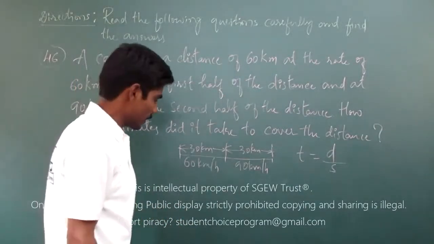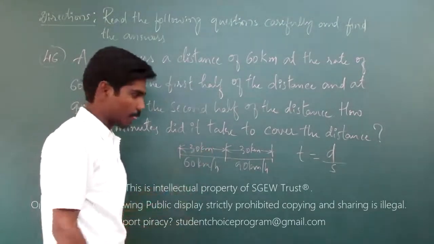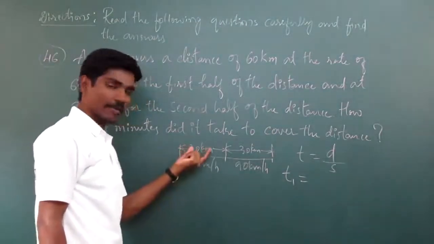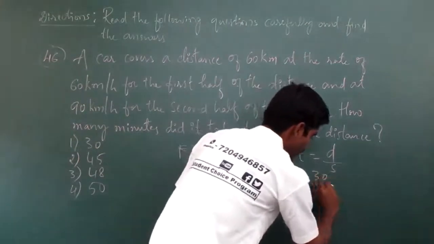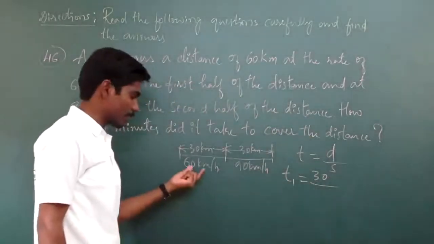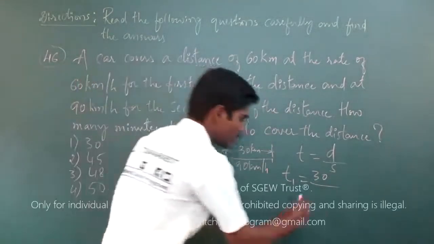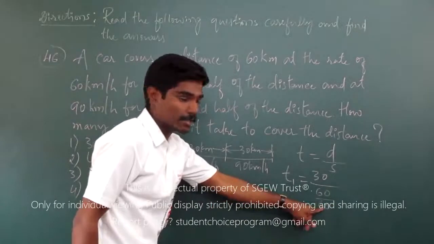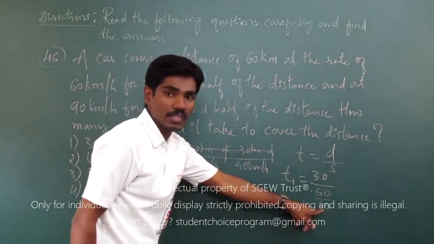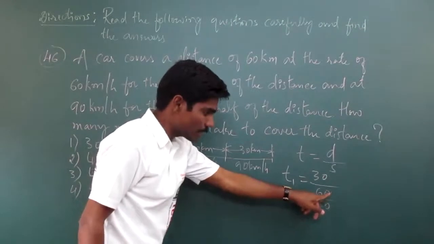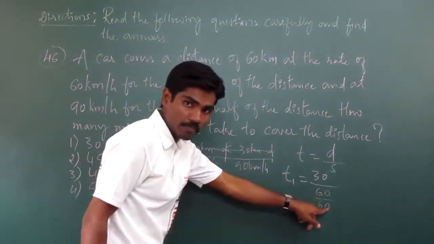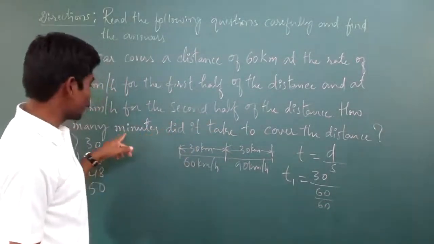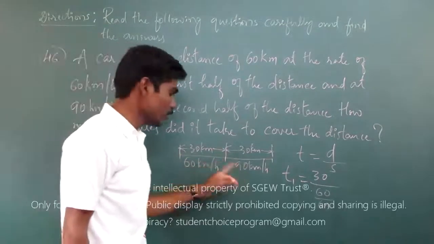Now friends, let me calculate the time during the first half. Let me consider that as t1. Now what distance are we covering in the first half? We are covering 30 km, divided by, at what speed? We are covering at a speed of 60 km per hour. That means divide by 60. This divide by 60 indicates 60 km per hour. In 1 hour there will be 60 minutes. Now why am I converting hour in terms of minutes? Because when you look at the question, they have asked us to calculate time in terms of minutes. Therefore I am converting hour into minute.